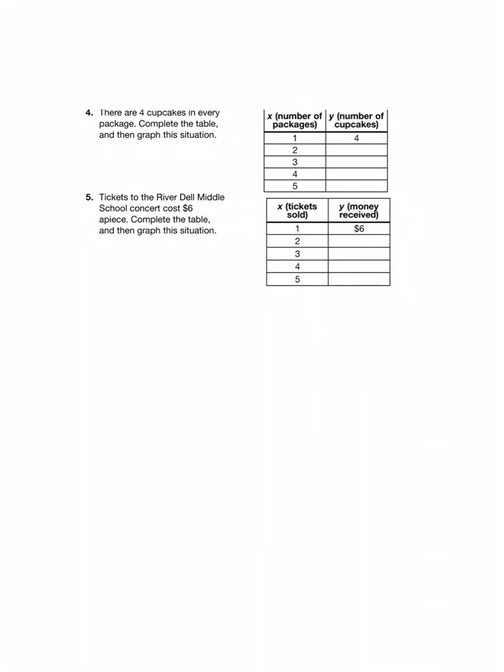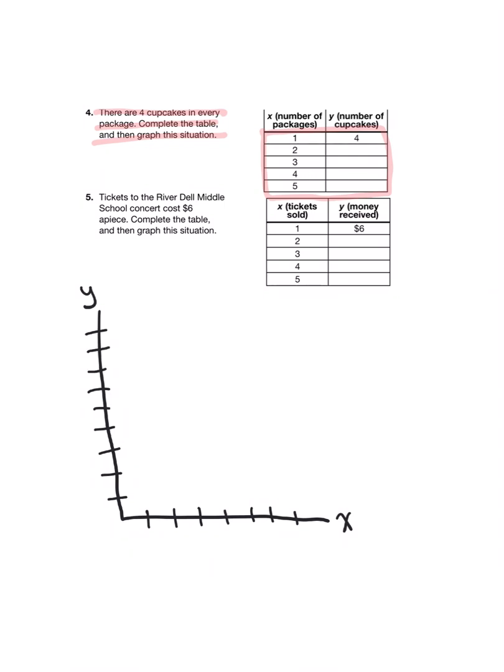For items 4 and 5, we're going to use the same process. First, take a look at your situation. This one's about cupcakes. Complete the items that are missing from the table, and then graph the situation. When you're making your graph, you need to make sure that you have an x-axis and a y-axis. Mark the intervals on each axis. Label each axis so that the person looking at your work knows what information is being shown.